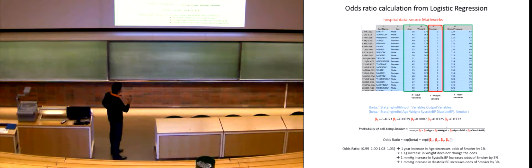1.03 means that a 1 millimeter of mercury increase in systolic blood pressure increases the odds of smoker by 3%. This is what it means, and similarly for the diastolic pressure. So this is how you calculate the odds ratio from logistic regression, and this is how you interpret the result with respect to the input variable.